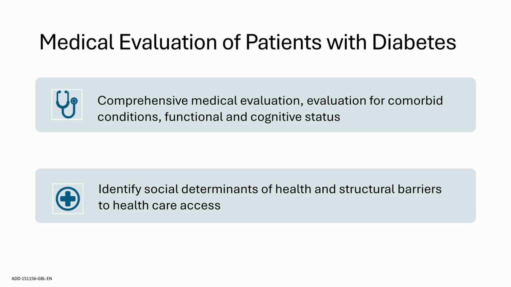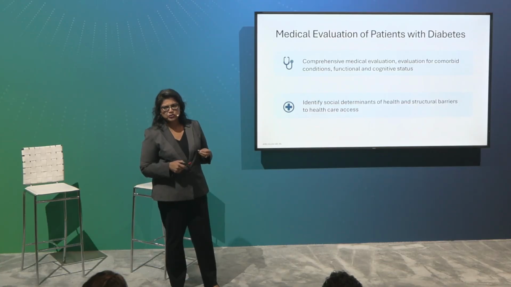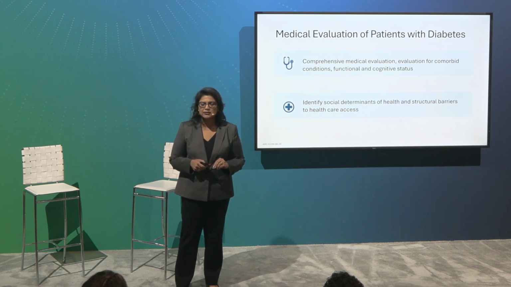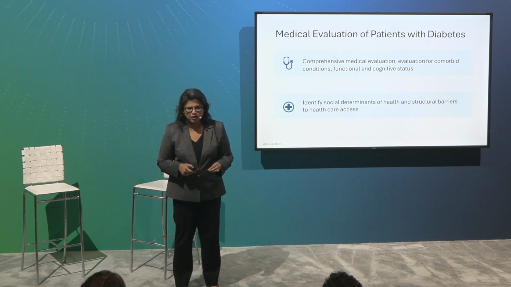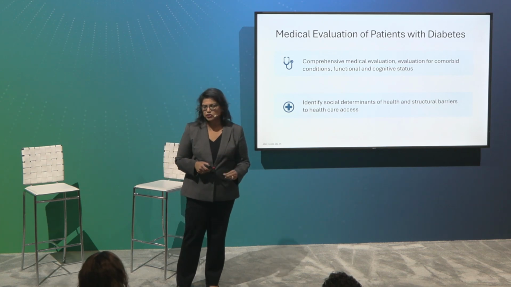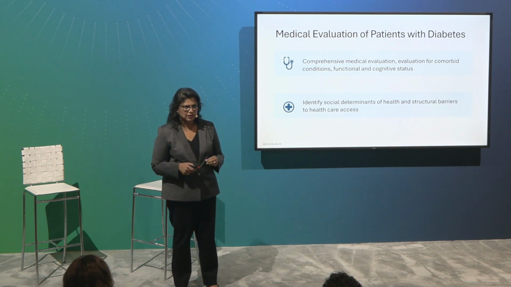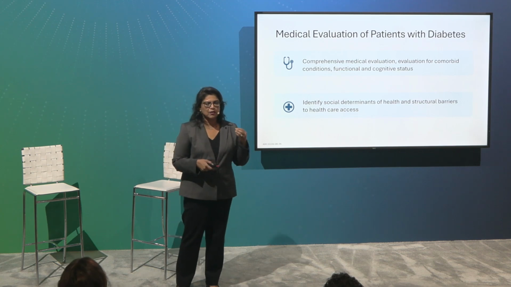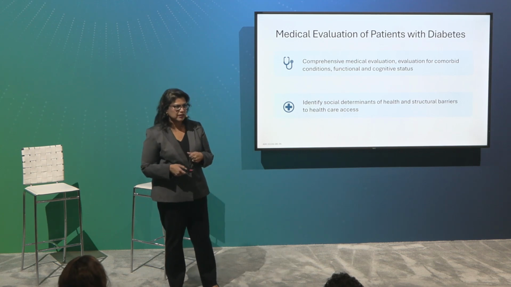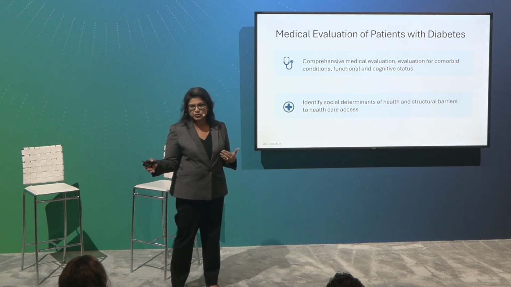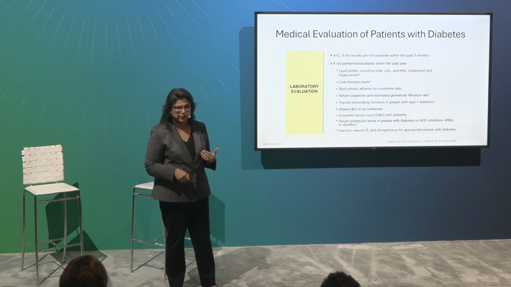And the other thing that is being brought more and more to our attention and is now part of the American Diabetes Association guidelines is it is our job as clinicians to identify social determinants of health and structural barriers to healthcare access. So my predecessor said, that's not my job. I'm a doctor, I treat. But it is my job, because if I can help identify those barriers, then I can provide access to resources that may help overcome those barriers.